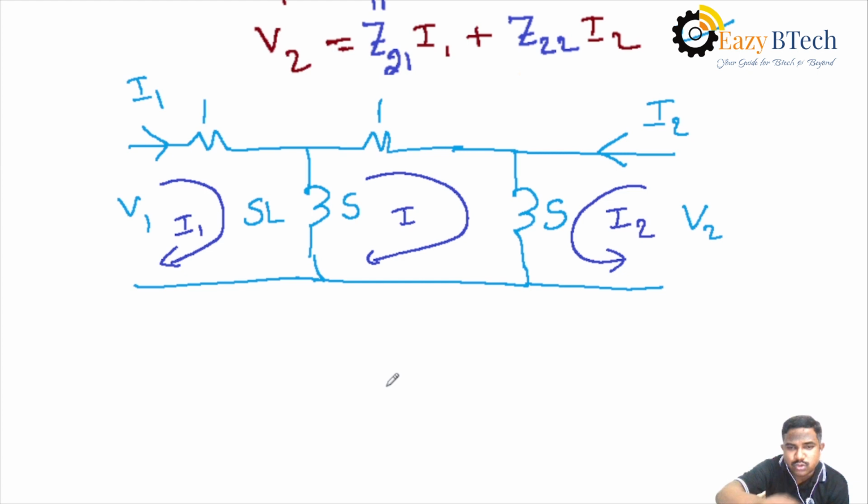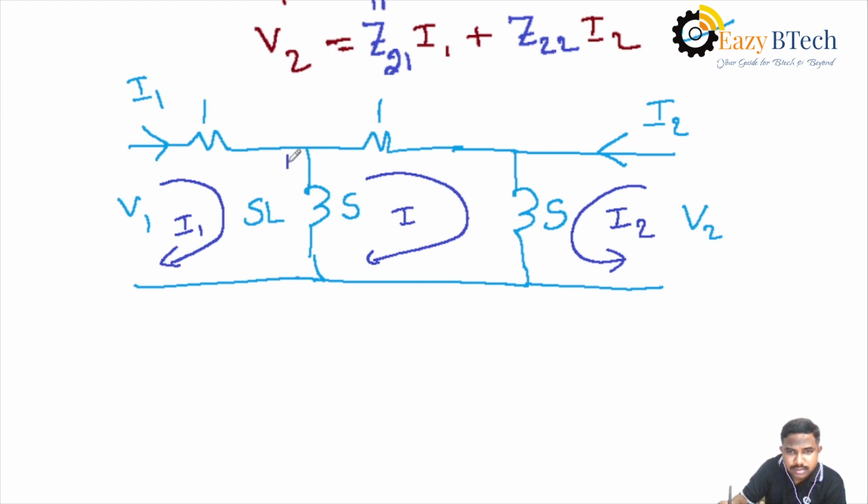Apply KVL to the first loop. Observe here, the first loop consists of two elements, 1 and S. That's why the drop across 1 is equal to I into R, that is I1 into 1. Similarly, across S, both currents I1 and I are passing through S. Then the drop is (I1 minus I) into S. That is the drop across S.